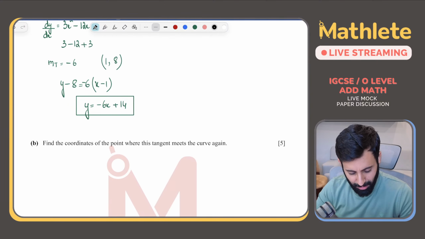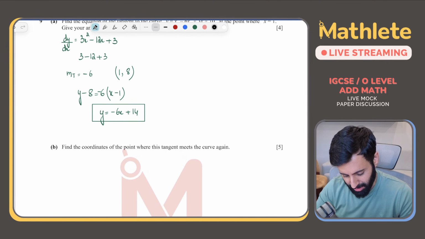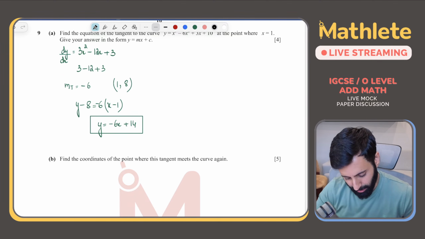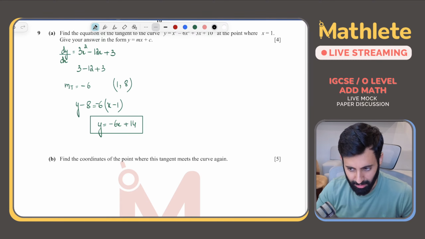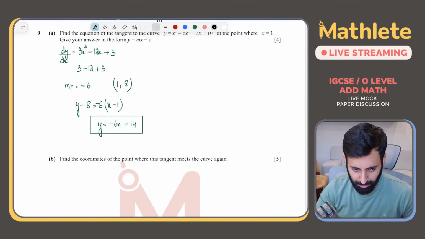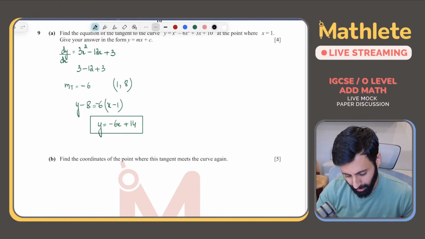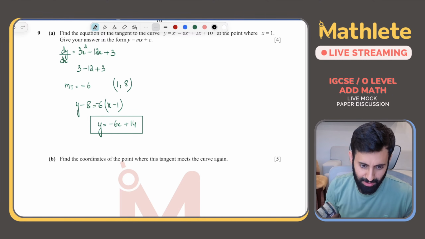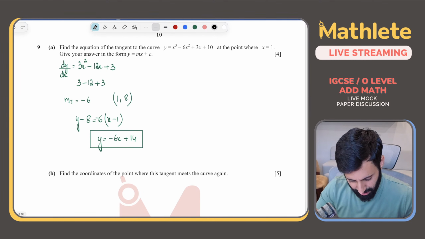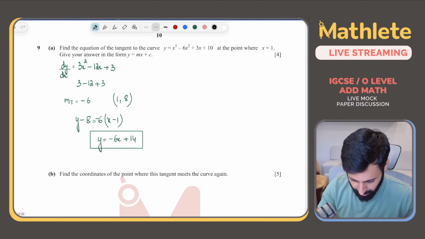Let's not waste time. Find the coordinates of the point where this tangent meets the curve again. Okay, I've done both the methods. Now you guys can stick to whichever method you like. That's the beauty about AdMaths. There are multiple methods which you can use. So tell me, do you guys have your exam in AM tomorrow or in PM tomorrow?